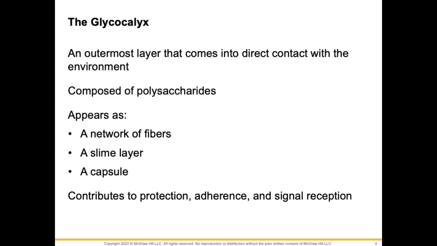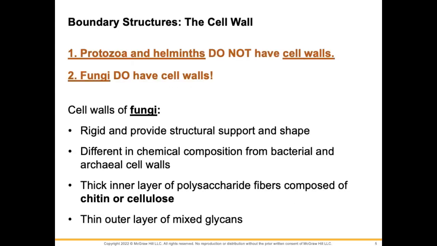The glycocalyx is the outermost layer that comes into direct contact with the environment. Like the bacterial glycocalyx, the eukarya glycocalyx is also composed of polysaccharides, and appears as a network of fibers, a slime layer, or a capsule. So what's the point of the glycocalyx? It contributes to the protection, the adherence or sticking, and the signal reception of the cell. We'll learn more about that later on in the semester.